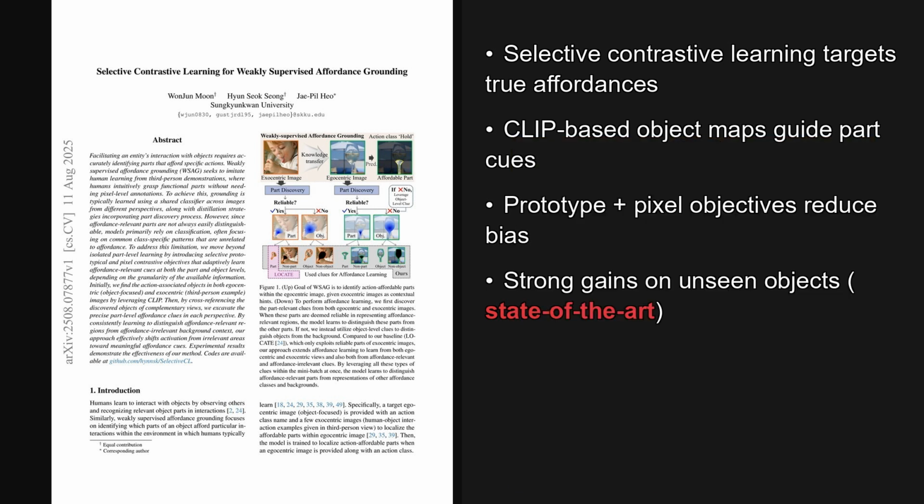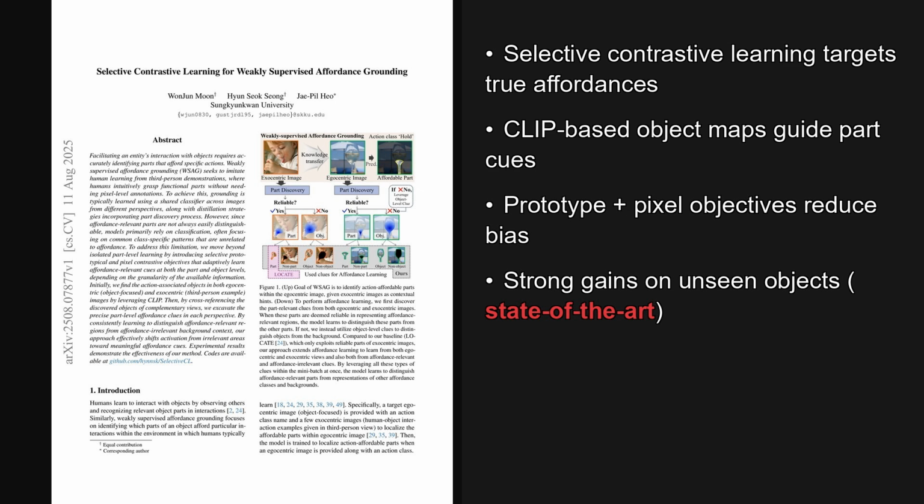I'm Alex. Today we are looking at a paper from the Hugging Face trending list, published on August 11, 2025, about 2 weeks ago. The big idea is a selective contrastive learning framework that reliably shifts model attention away from class-specific but non-affordance cues and toward the exact object parts that enable actions. The paper is titled Selective Contrastive Learning for Weakly Supervised Affordance Grounding. And as we will see later, the implications for model training are quite significant.